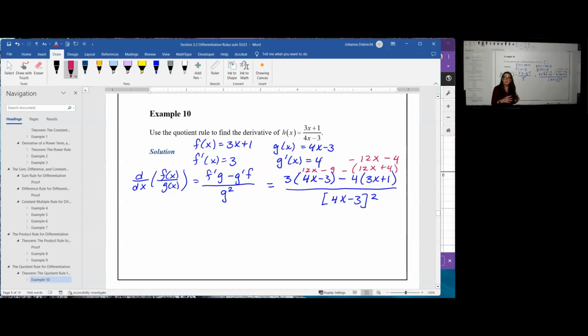The 12x minus 12x cancels. Negative 9 minus 4 is going to give me a negative 13. The final result for the derivative of the quotient is negative 13 divided by 4x minus 3 quantity squared. And I would almost certainly leave it in this form.